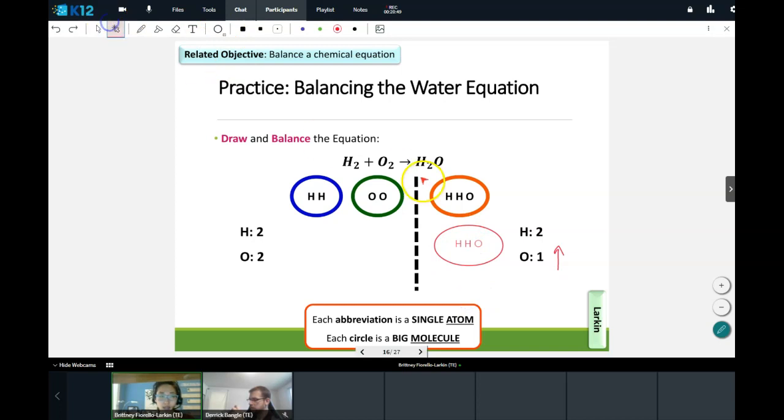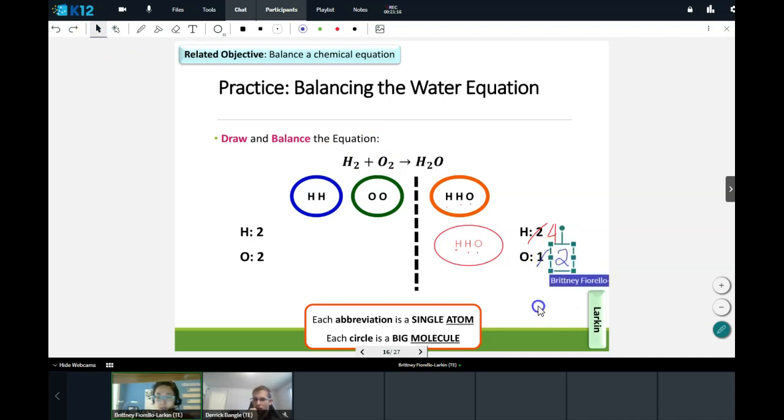How many atoms of hydrogen, individual letters, H's, do you now see on the right side? Count up the individual H's. Yeah, we see 1, 2, 3, 4, 4 H's. And how many oxygens on the right-hand side? How many O's, individual O's? Yeah, you should see 1, 2. So 2 O's on the right-hand side now. Perfect. So oxygens are now balanced.